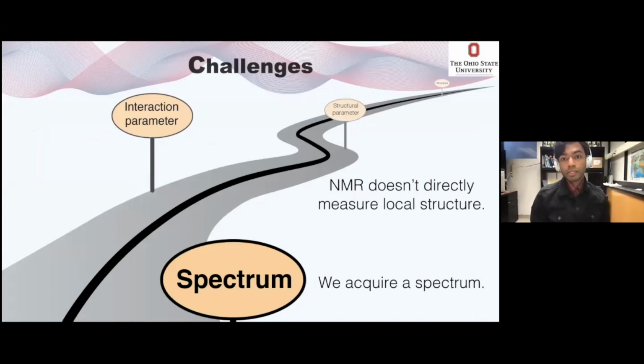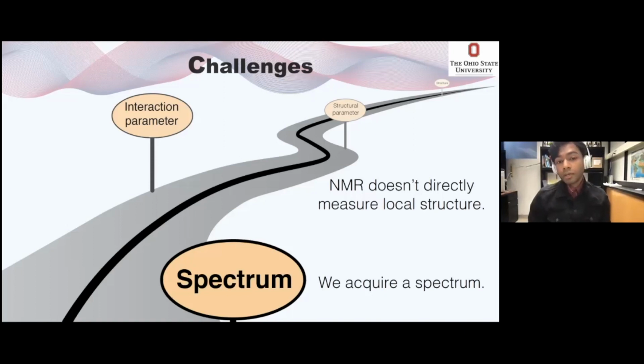The next step is to find interaction parameters from this spectrum. And the next step forward is to get structural parameters from the interaction parameters. And by the time we have enough of these local structure parameters, can we attempt to form a structure? But in this long journey, we're only at the first step, which is from the spectrum, getting the interaction parameter.